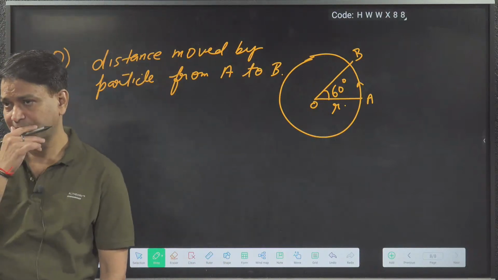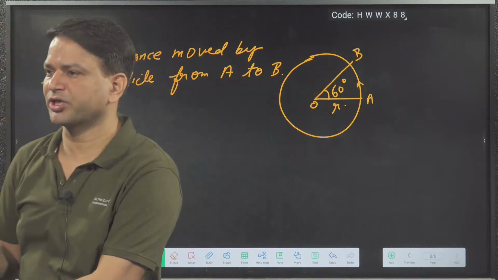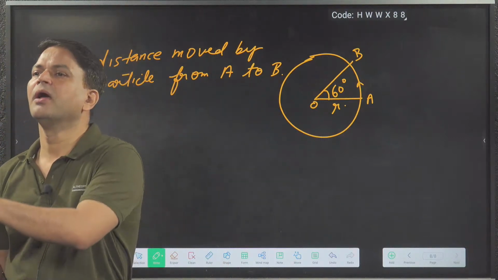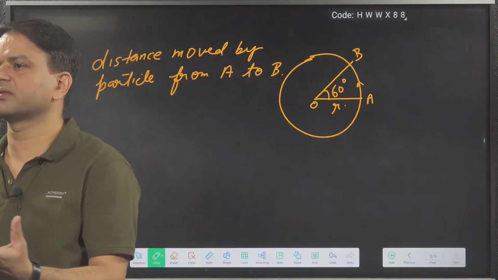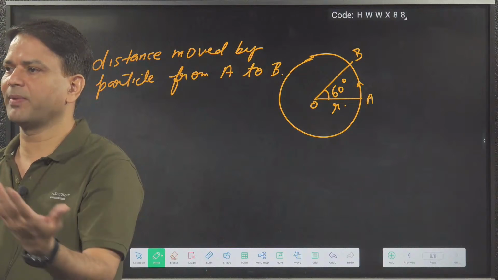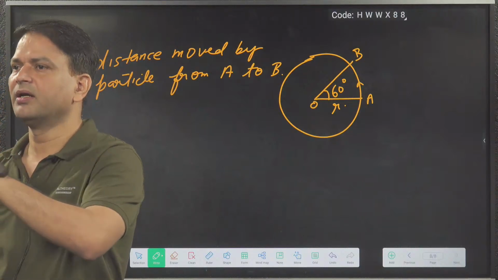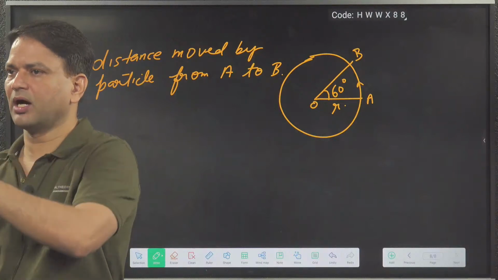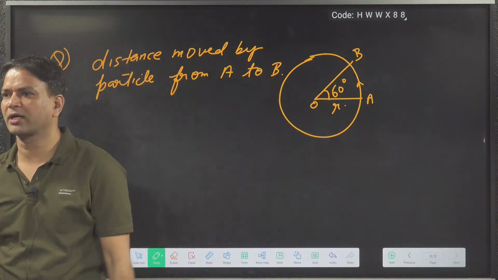Tell fast. Distance and displacement concepts you will learn in motion in 1D, but I think everybody knows what distance means. Distance is the path length. The path length of the path traveled by the particle is called the distance. I'm just asking so that you use the formula relating arc and angle: angle is equal to arc upon radius.